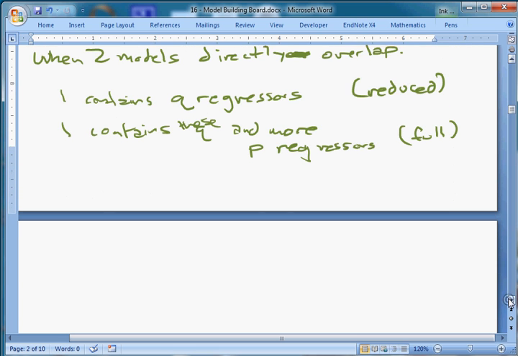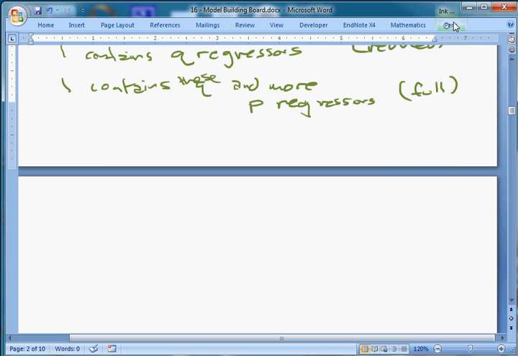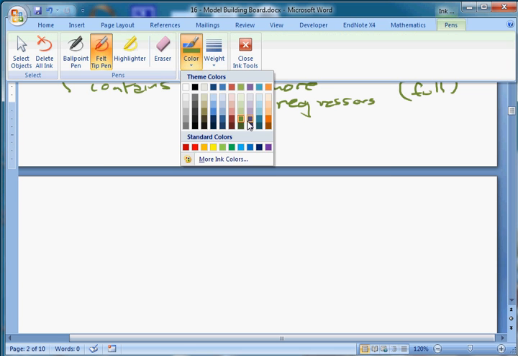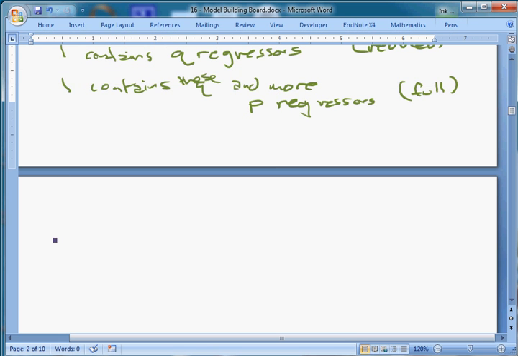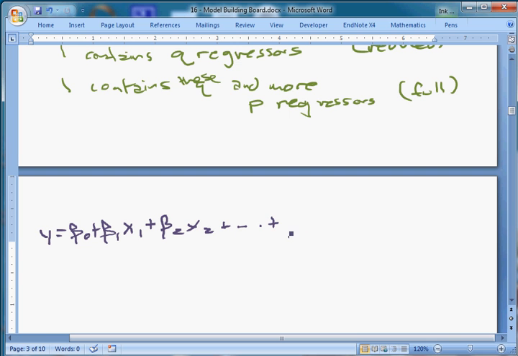So our first model, to be very general, I'm not looking at the specific case anymore, is going to look like this. Y equals beta 0 plus beta 1 x1 plus beta 2 x2 plus dot dot dot plus beta q xq plus epsilon. And that's the reduced model again. It only has Q regressors, and Q is less than P in this case.